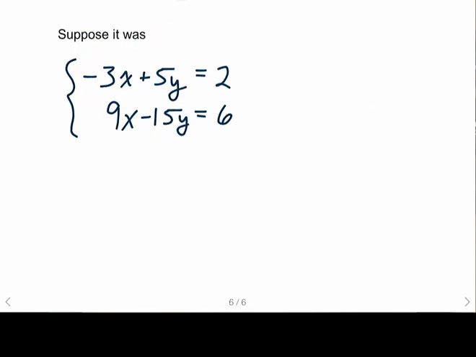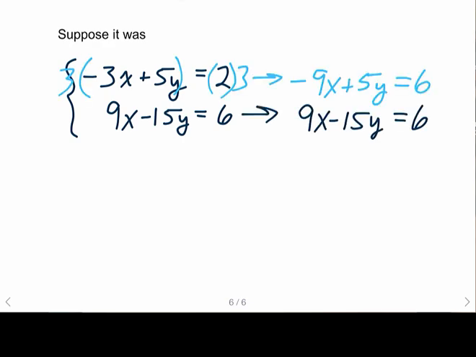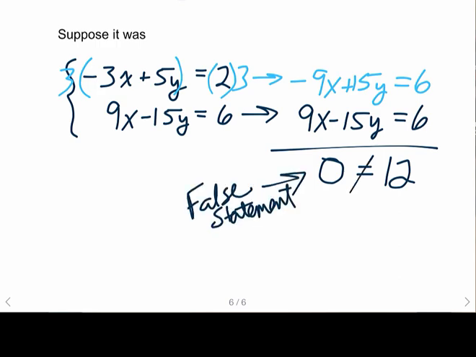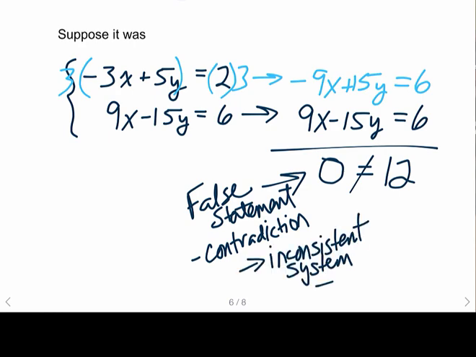Suppose, though, we had started with negative 3x plus 5y equals 2, 9x minus 15y equals 6. Then taking the same step of multiplying the first equation by 3 would yield me the same doctored first equation, negative 9x plus 15y equals 6, and then 9x minus 15y equals 6. But when I add those two together, the left-hand side, the variables eliminate each other. The right-hand side, I have 12. 0 is equal to 12. No, it's not. This is a false statement, also known as a contradiction, which makes it what we call an inconsistent system, which means there is no solution.